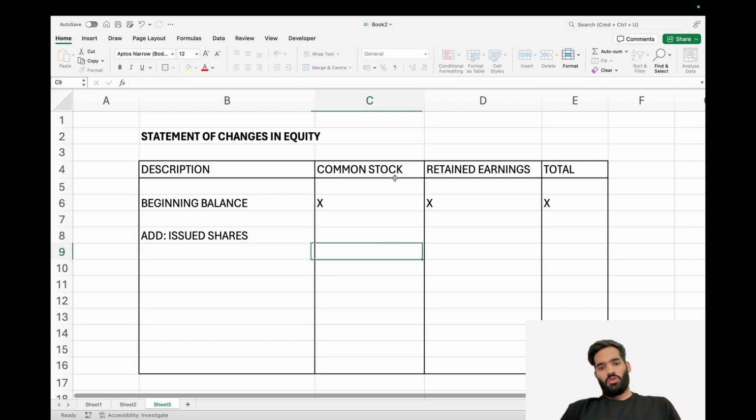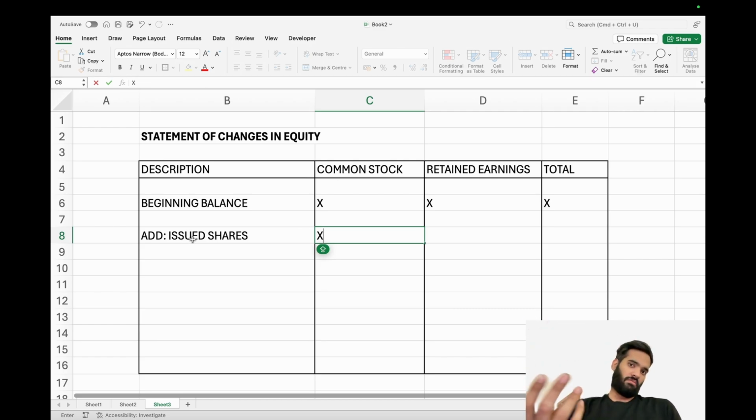So issued shares will go there. Again, if you're a sole trader, just replace the name common stock with capital, and then instead of issued shares, just directly write investment by the owner, because in a sole proprietor business, you don't have shares, right? Owners directly just put money into the business. I keep saying that because in my experience, these are the issues that people keep having.